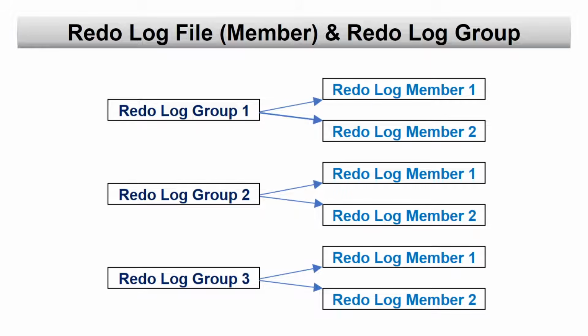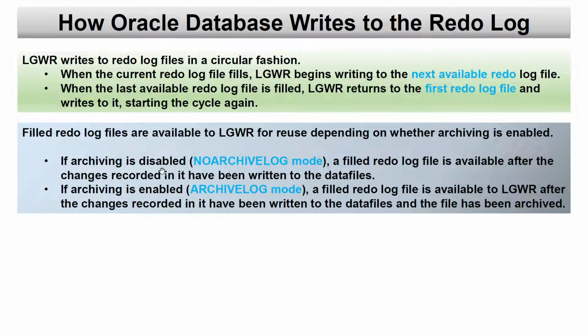If it is in no archiving mode, whatever data is there in that particular group has to be written to the data file only. If it is in archiving mode, it has to write to the data file, plus it has to archive both of these members. So remember that. Let me explain that.